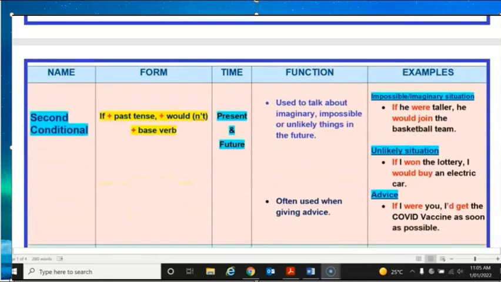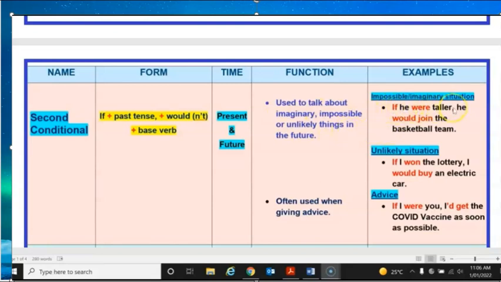Let's have a look now at the second conditional. Now the second conditional is one of the hypothetical or unreal conditionals. We use this to talk about things that are either unlikely, imaginary, or impossible in the future. So let's have a look at the form. We have if plus past tense, comma, plus would or wouldn't, plus base verb. And we use this conditional to talk about things in the present and the future. So like I said, we use this one when we want to talk about things that are imaginary, impossible, or unlikely in the future.